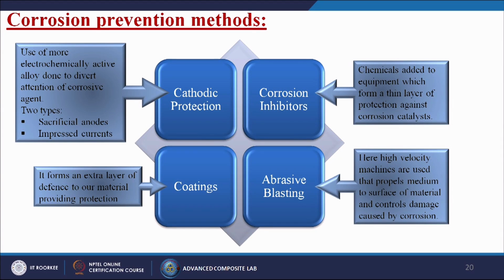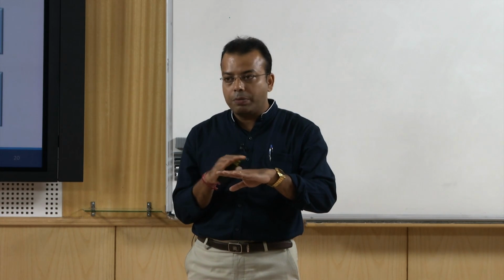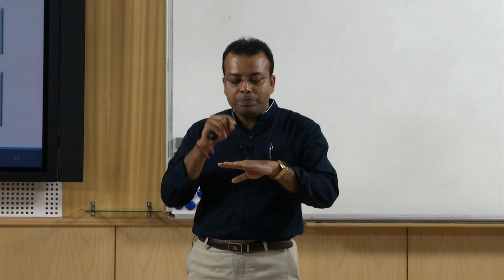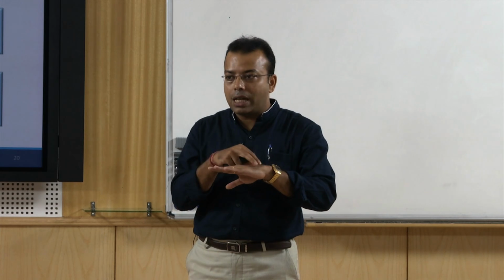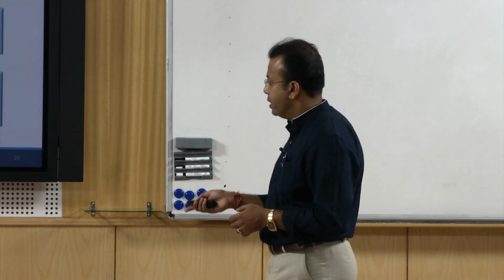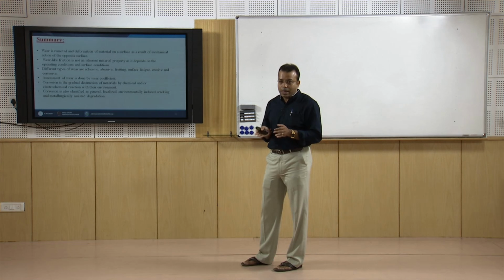And the last one is called abrasive blasting. Abrasive blasting is nothing but a special method. Suppose you have a surface which has been affected by corrosion or some chemical reactions. By abrasive blasting, abrasive particles will come and hit your surface, so that whatever oxide formation or sulphide formation has taken place will come out and you will get the virgin surface. The next slide will give the summary of what we have discussed so far about corrosion.